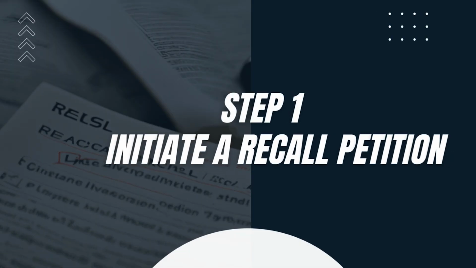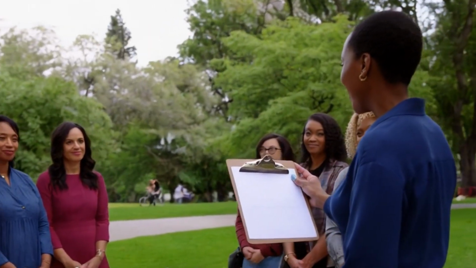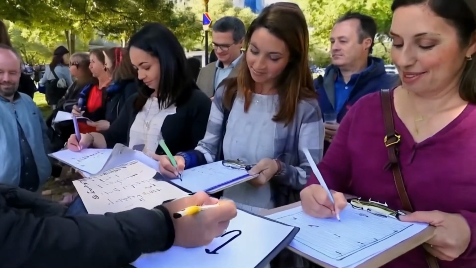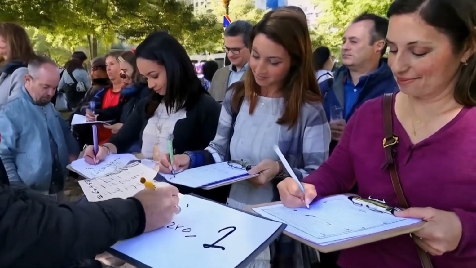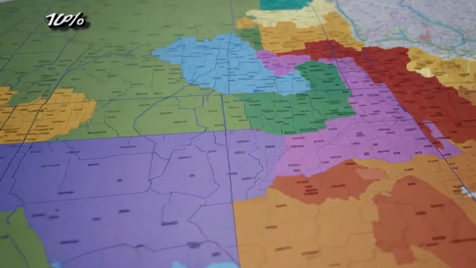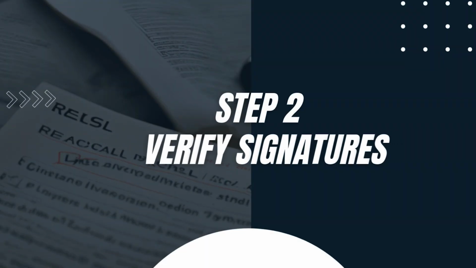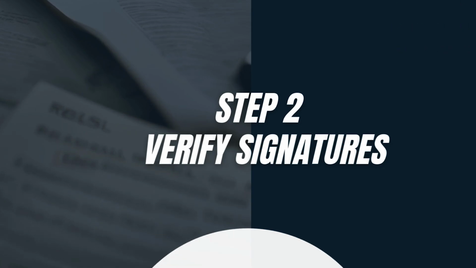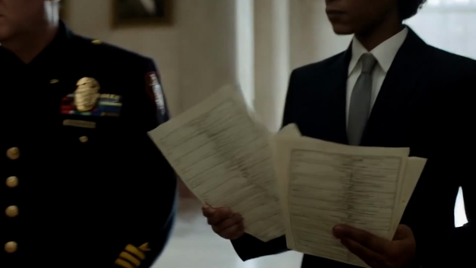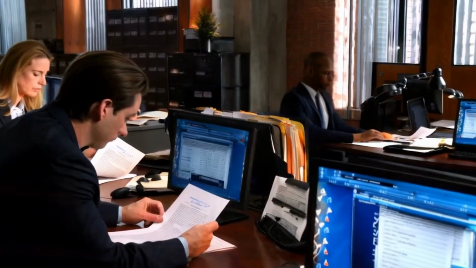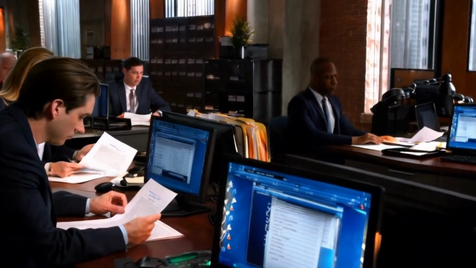Step 1. Initiate a recall petition. The first step is to start a recall petition. You'll need to gather signatures from a certain percentage of registered voters. This percentage depends on local or state laws. Step 2. Verify signatures. Once you've collected enough signatures, you'll need to submit them to the appropriate election office. They'll verify the signatures to ensure they're valid and meet the required threshold.